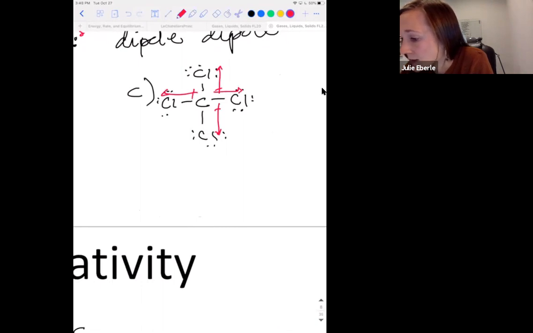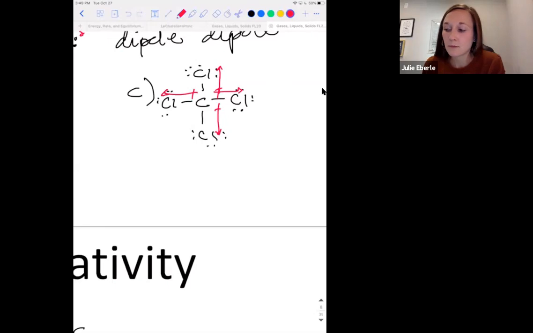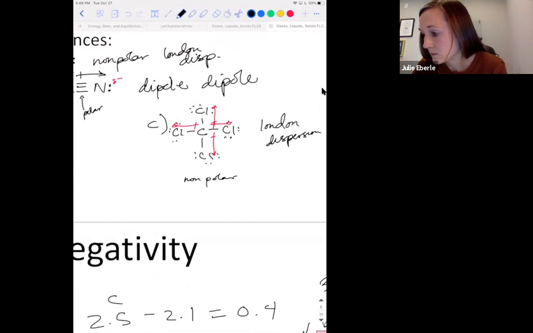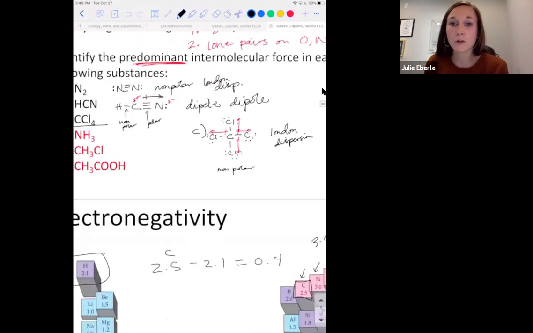And what I notice is that there is symmetry in this molecule. Two planes, actually. You could draw one north and south, and you could draw one east and west. All these dipoles, the left and the right dipole, they cancel out. The north and the south dipole, they cancel out. So because they all cancel out overall, this molecule is nonpolar. So the strongest interaction it will experience between two molecules of CCl4 would be London dispersion. That would be the dominant force between two identical molecules of CCl4.